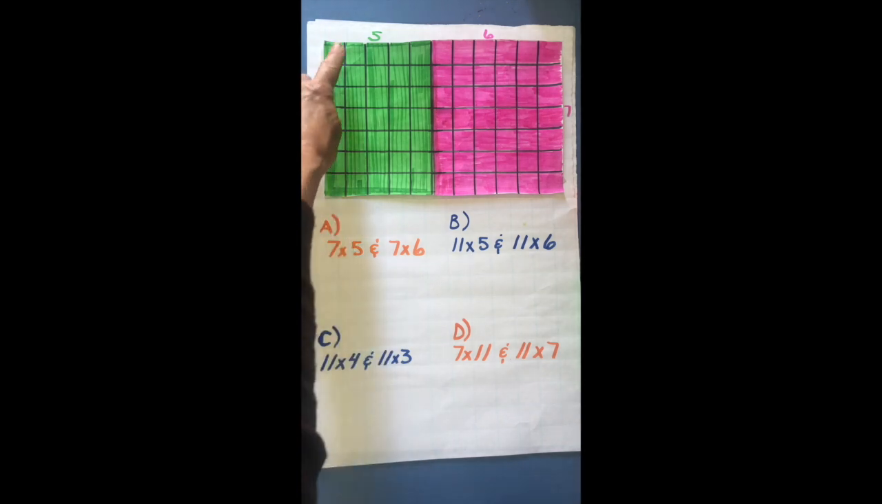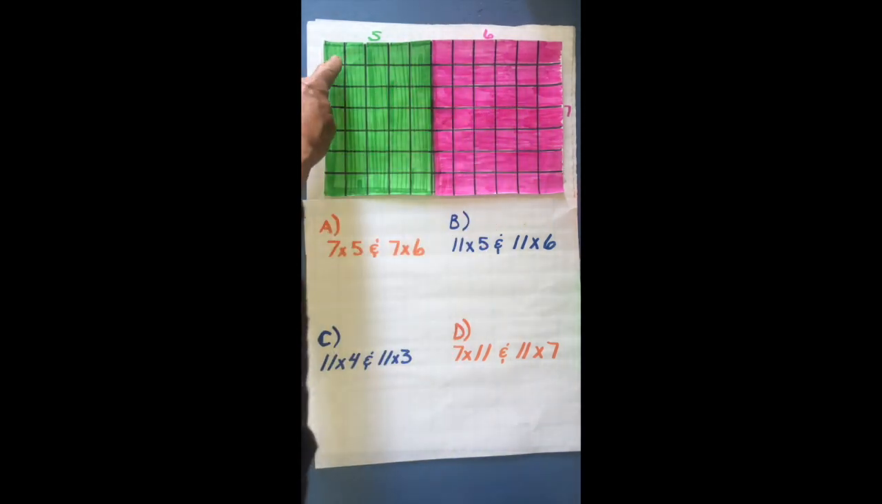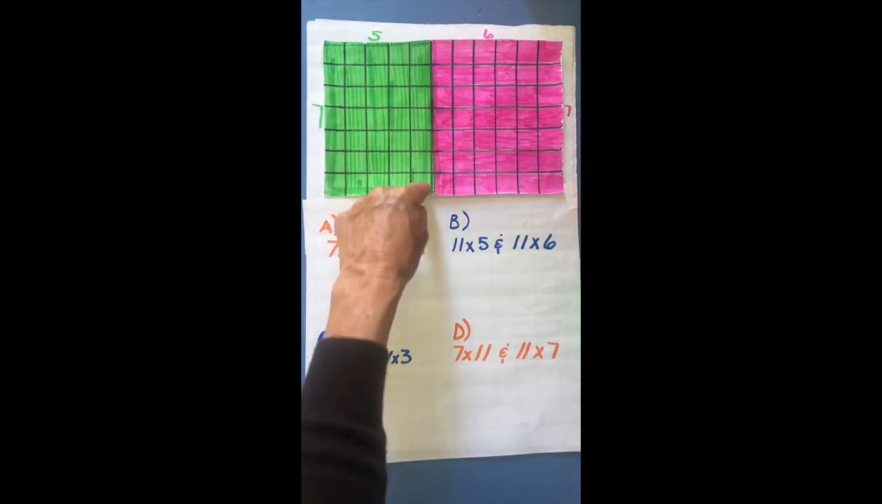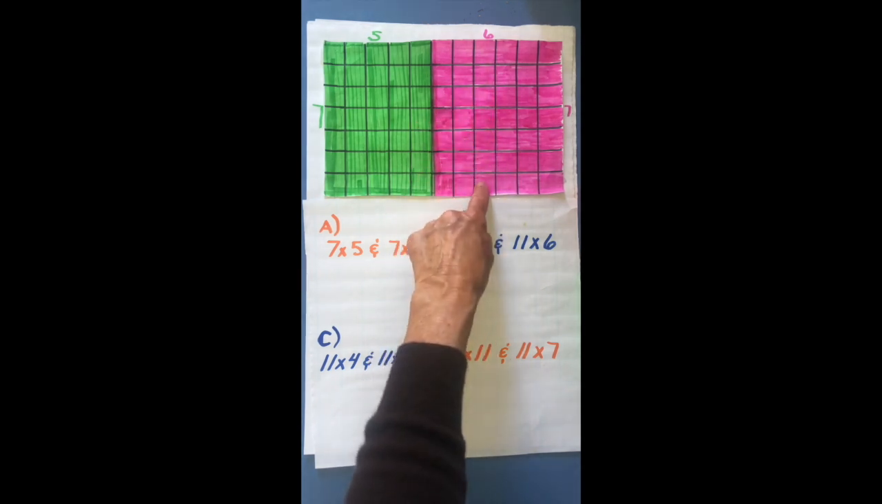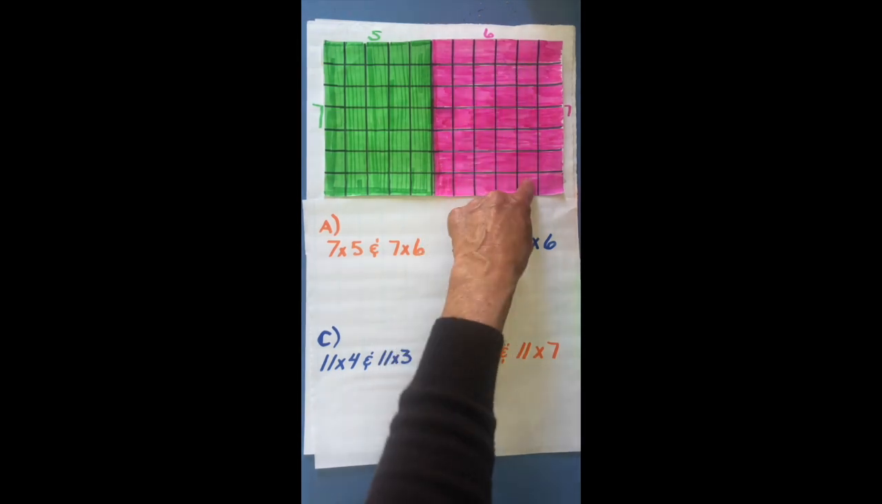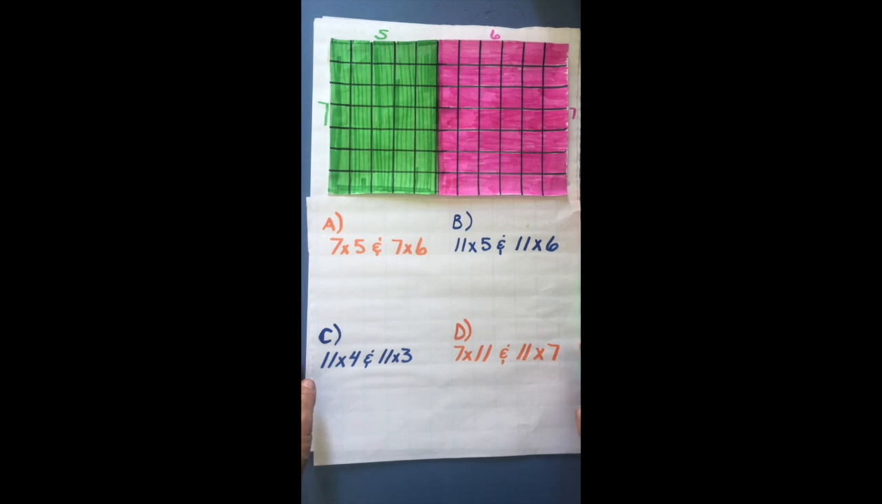So I would just use my skip counting song, and since the columns are the same, I would just count by sevens. 7, 14, 21 and 28, 35, 42 and 49, 56, 63. Now we got to 70, and then 70 plus 7 would be 77. So my area should be 77.